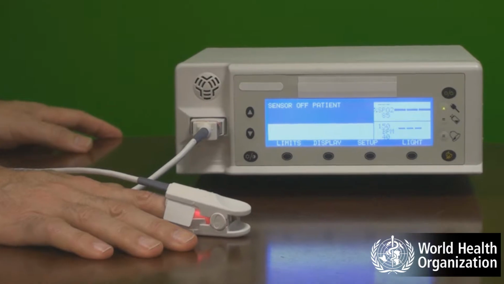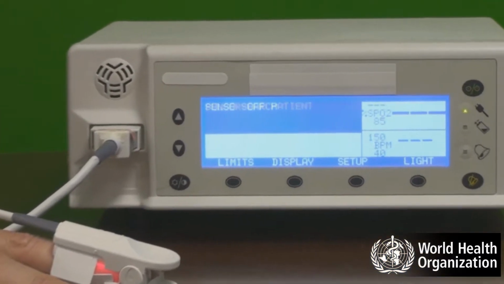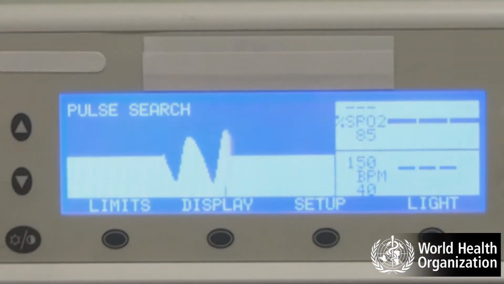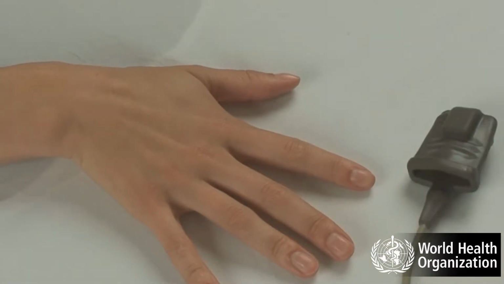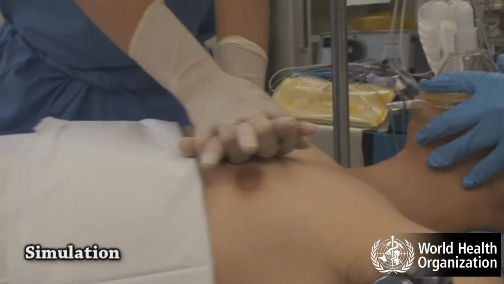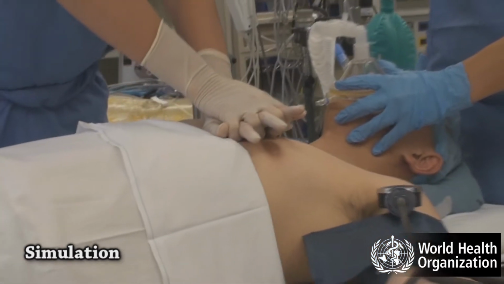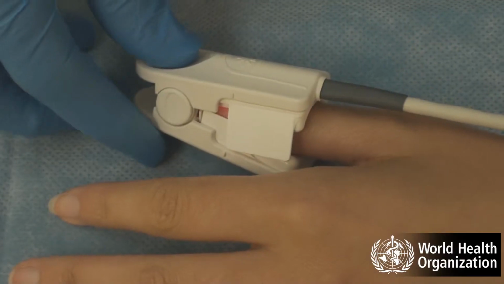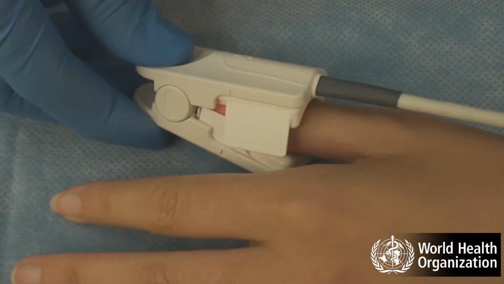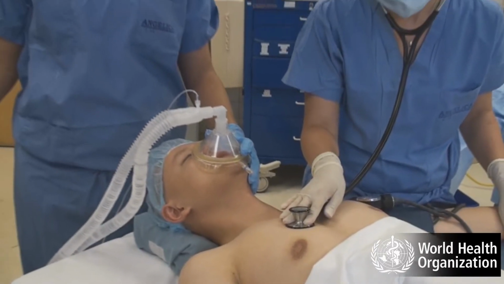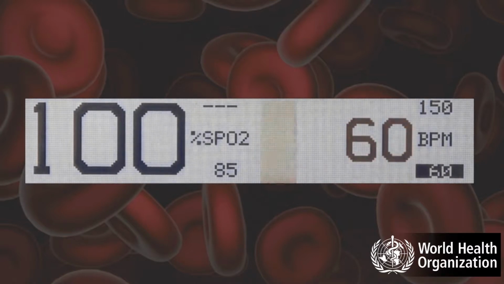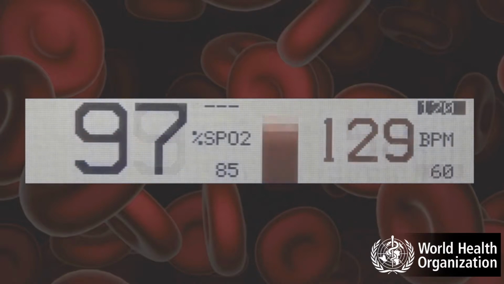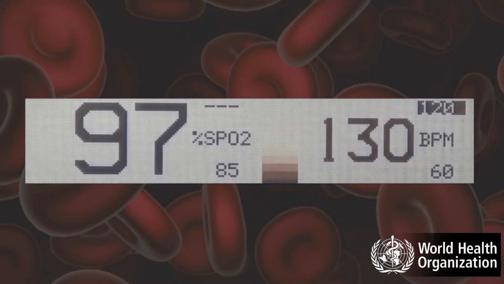No pulse detected warns of loss of pulse signal. This alarm sounds if the probe slips off the placement site. However, it may also be an important indicator of low blood pressure, blood loss, or cardiac arrest. Check the probe site quickly and then assess the patient. Low pulse rate warns of decreasing heart rate. High pulse rate warns of elevated heart rate. Pulse rate alarms are useful to alert the anesthesia provider that the heart is beating too quickly or too slowly.